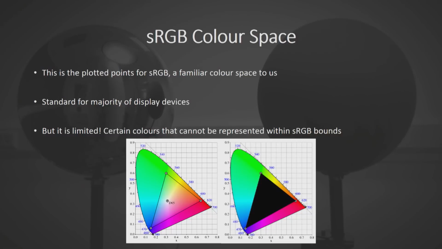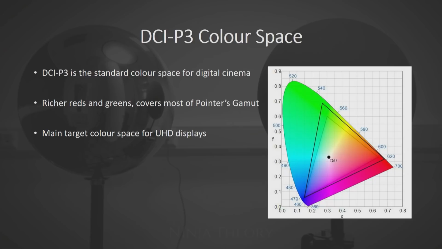So when I say the idea of wide color gamut, essentially all that really means is our display devices have a bigger triangle. So this is the DCI P3 color space, which is kind of the standard color space used in digital cinema. So if you ever go into the movies and you think, oh wow, those colors look much more vivid, much richer, this is why. It's because they're mastering to a wider color gamut, so you're getting more coverage in your greens and in your reds. And it's a really good color space to encompass Pointer's gamut, which I'll cover again in a few slides.